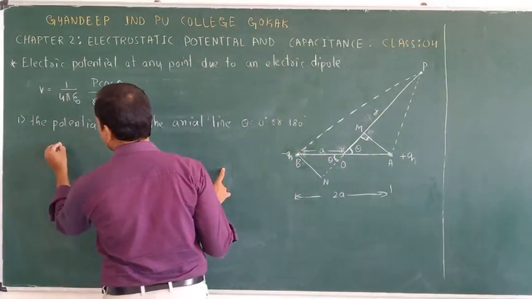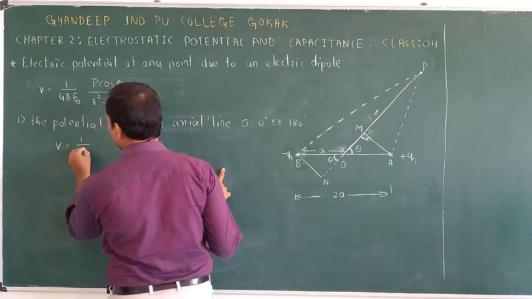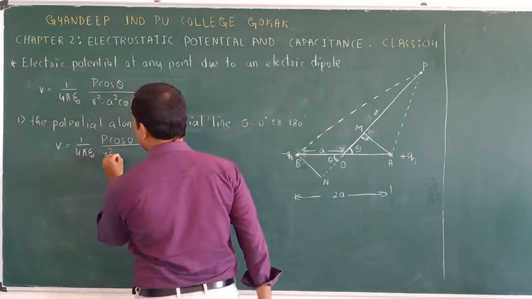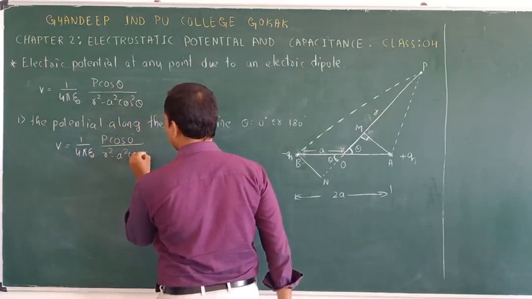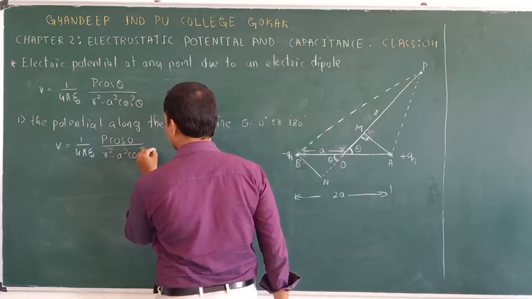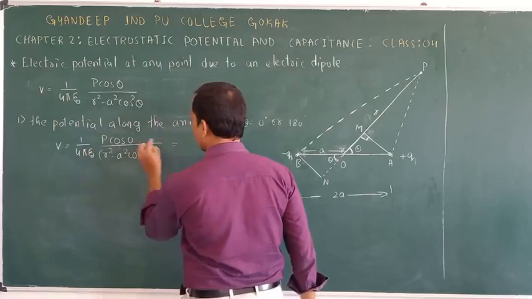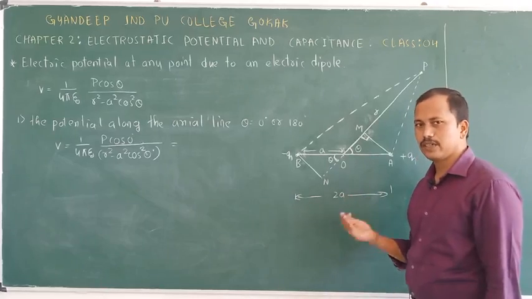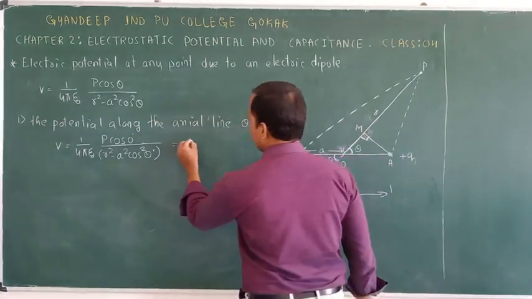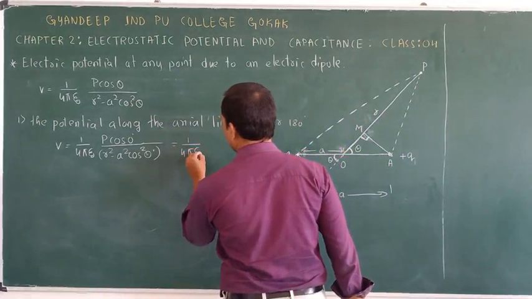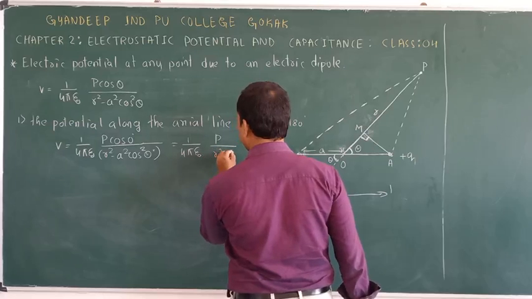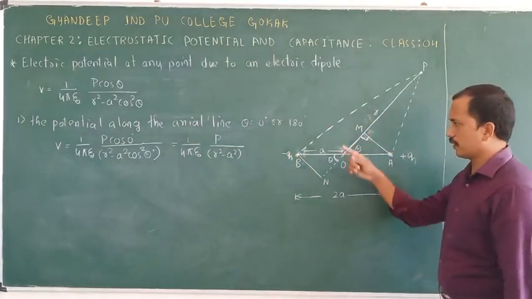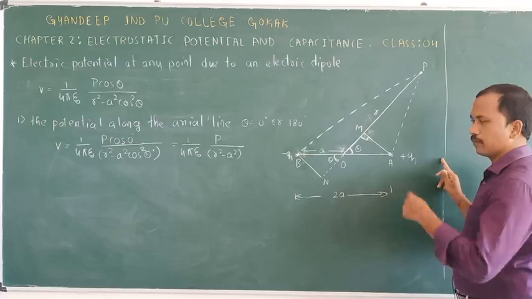Therefore, the equation becomes V is equal to 1 by 4 pi epsilon naught, P cos of 0 degree divided by r square minus a square cos square of 0 degree. What is the value of cos 0? Cos 90 is 0, cos 0 is 1. So therefore, this is equal to 1 by 4 pi epsilon naught, P divided by r square minus a square. This is the potential along the axis, if the point P is along this side.